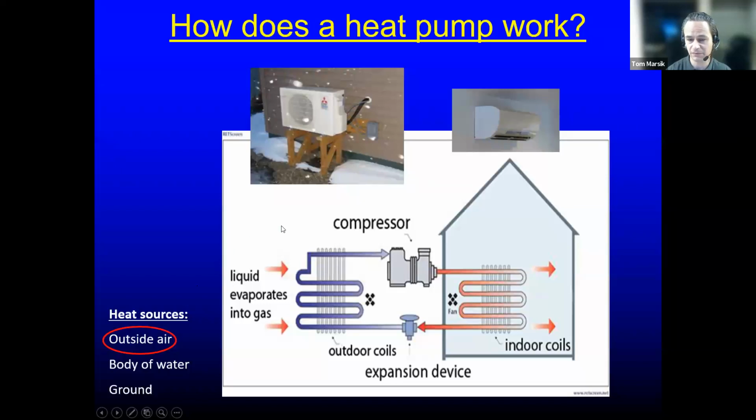Here's an example of what they can look like. This is the outside unit of an air source heat pump. It's sitting in the outside air and extracting the heat from that. And here is one of the examples of what the indoor unit can look like. And that indoor unit is supplying the heat into the building.